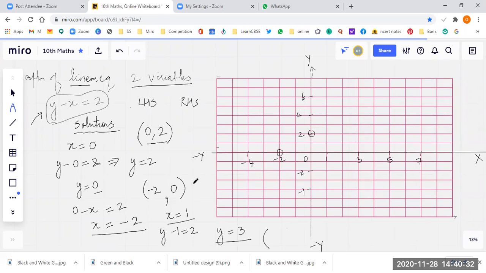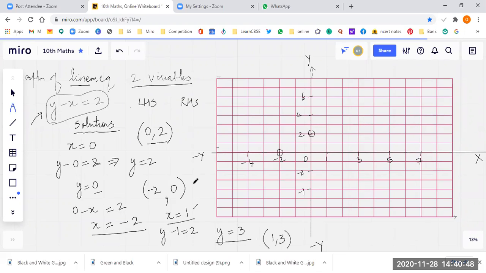Third solution? Yeah, what is the third solution? No beta, minus 2 and minus 4, where did that come from? See, x is equal to 1 and y is equal to 3 is the third solution.